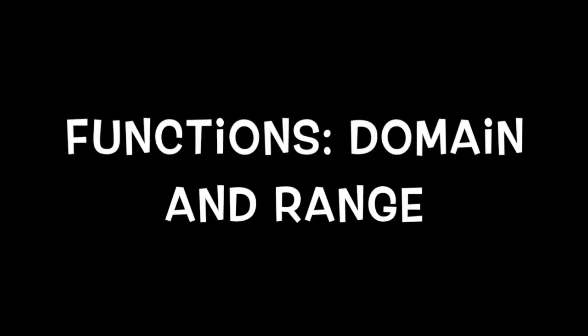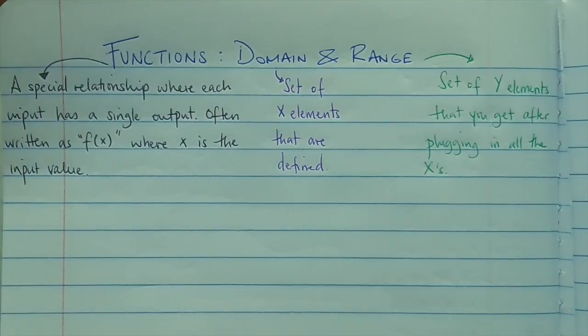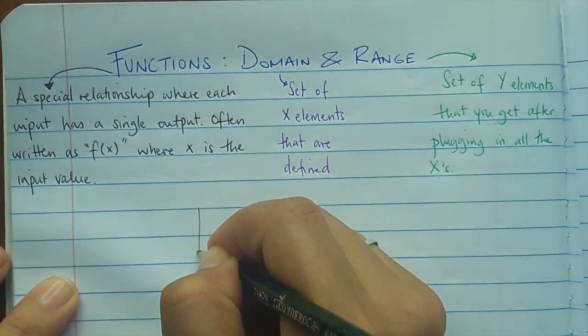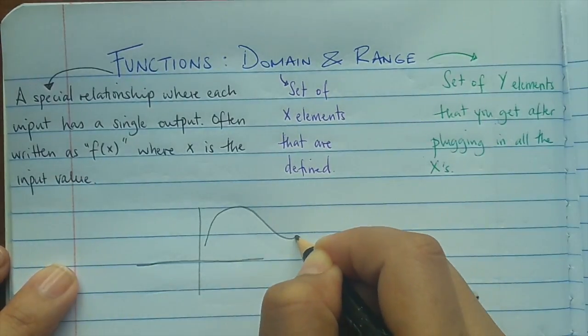Alright, we're going to look at functions, domain, and range. On the page after slope on the left hand side, pause the video and copy down what a function is and what domain and range are. And I'm just going to show you in a graph what domain and range is.